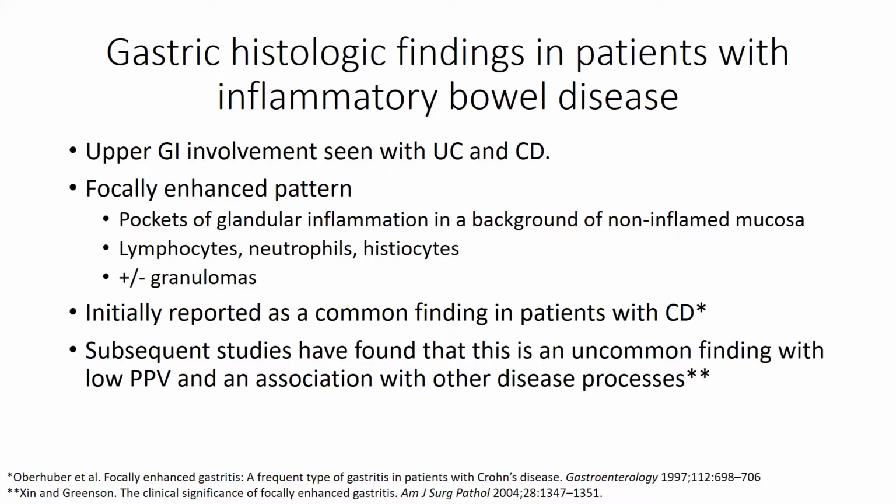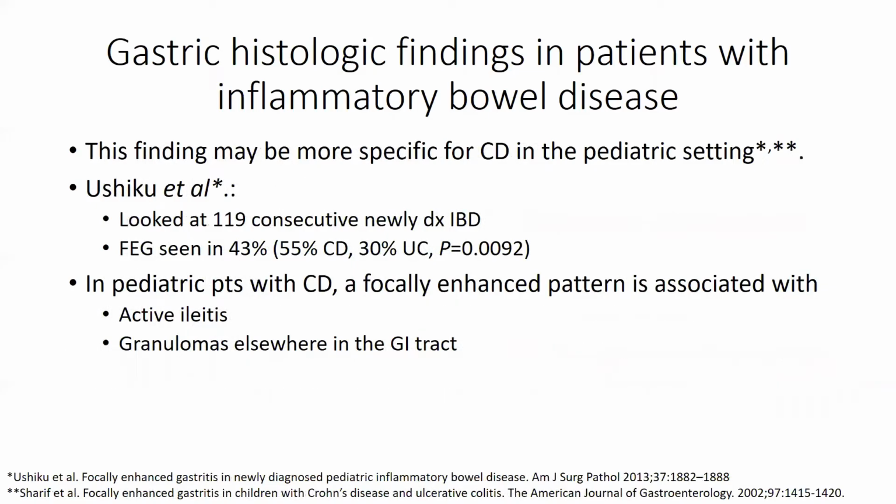You can have upper GI involvement in the setting of both UC and Crohn's disease. And this was in the past termed focally enhanced pattern of injury, where you see pockets of inflammation of the glands in a background of non-inflamed mucosa. The inflammatory infiltrate consists of lymphocytes, neutrophils, and histiocytes. Granulomas are typically rare, but may be seen on occasion. Initially, this was reported as a common finding in patients with Crohn's disease, but subsequent studies have found that this is an uncommon finding with a low positive predictive value and also may be associated with other disease processes.